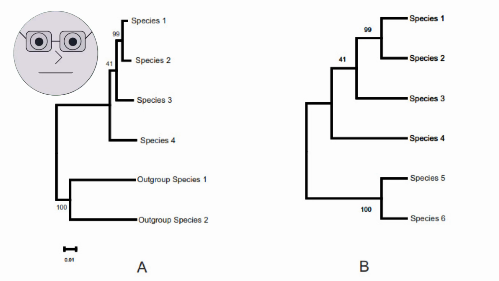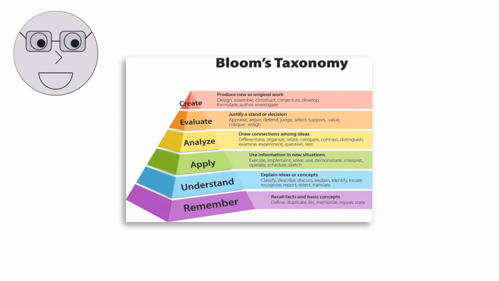5. Evolutionary studies. Taxonomy is essential for understanding the evolutionary history of life on Earth. By studying the relationships between different species, we can develop a better understanding of how life has evolved over time. In addition to these practical applications, taxonomy is also important for its own sake. Understanding the diversity of life and how different species are related to each other is a fundamental aspect of biology.